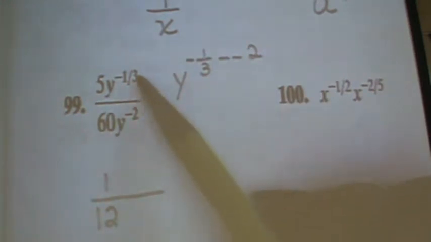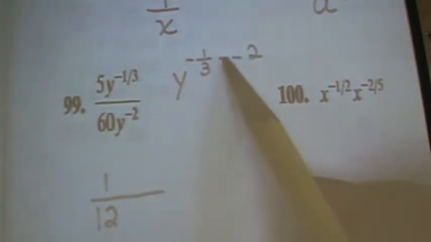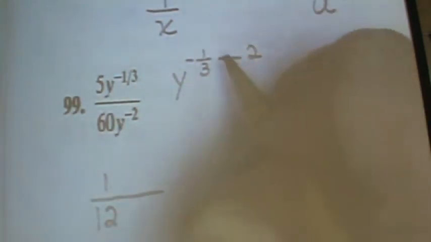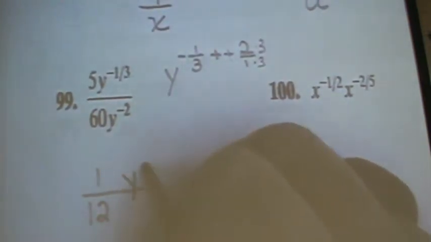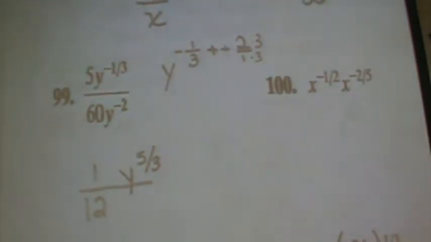So negative 1/3 minus negative 1/2, you have to subtract these two. You're going to take these two and turn that into a plus. Multiply this by 3, multiply this by 3, so this is 6. 6 minus 1 is 5. So this is going to be y to the 5/3 power. Next one.